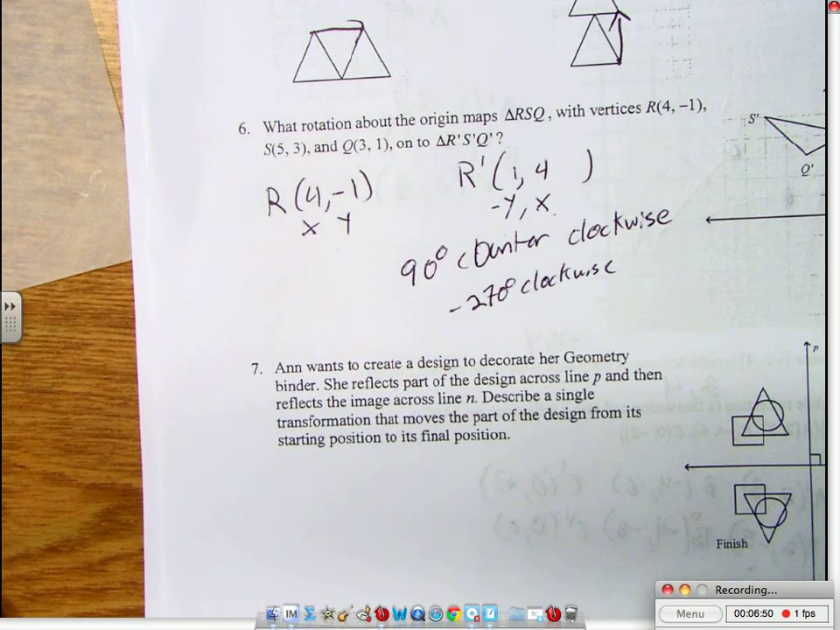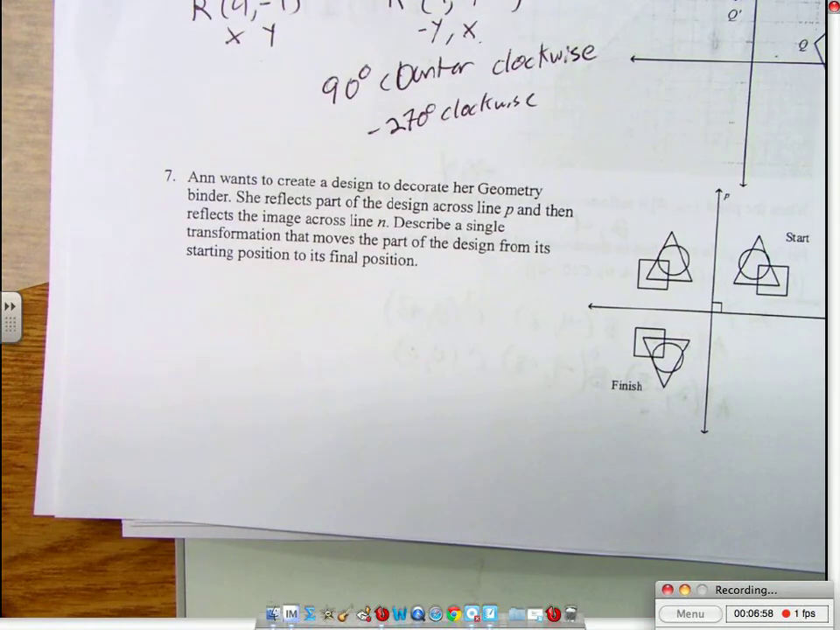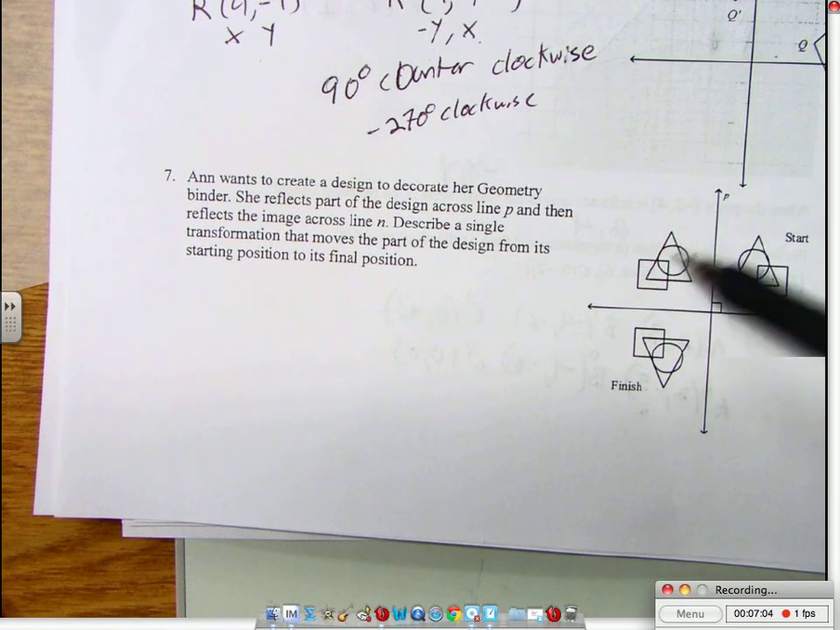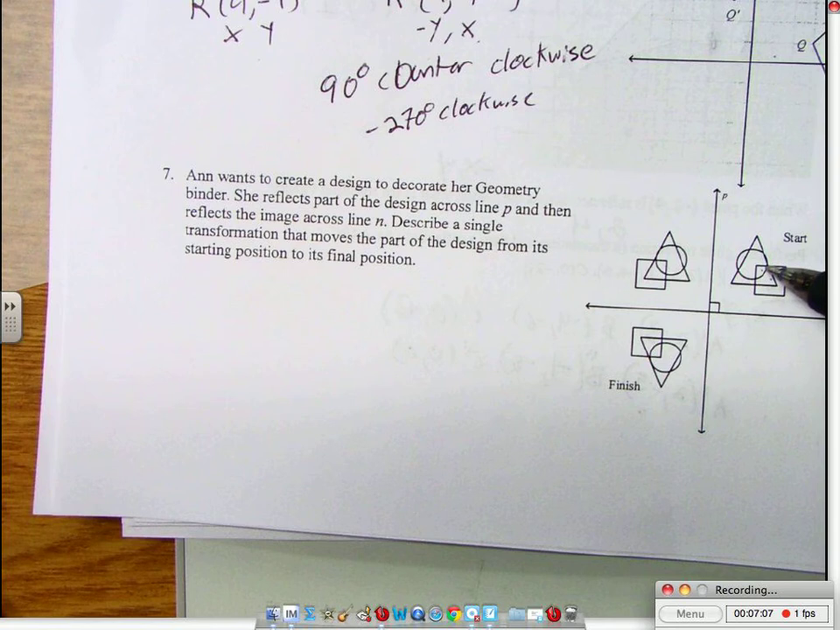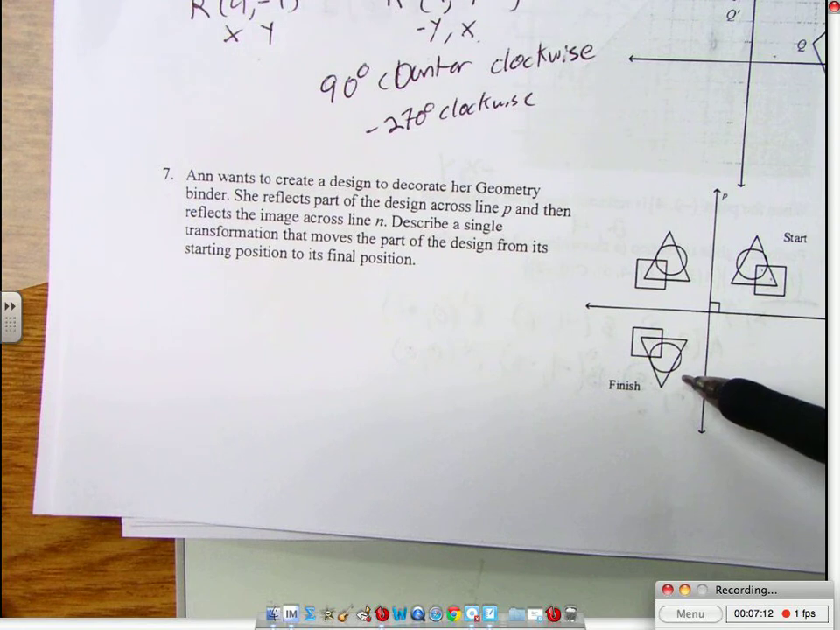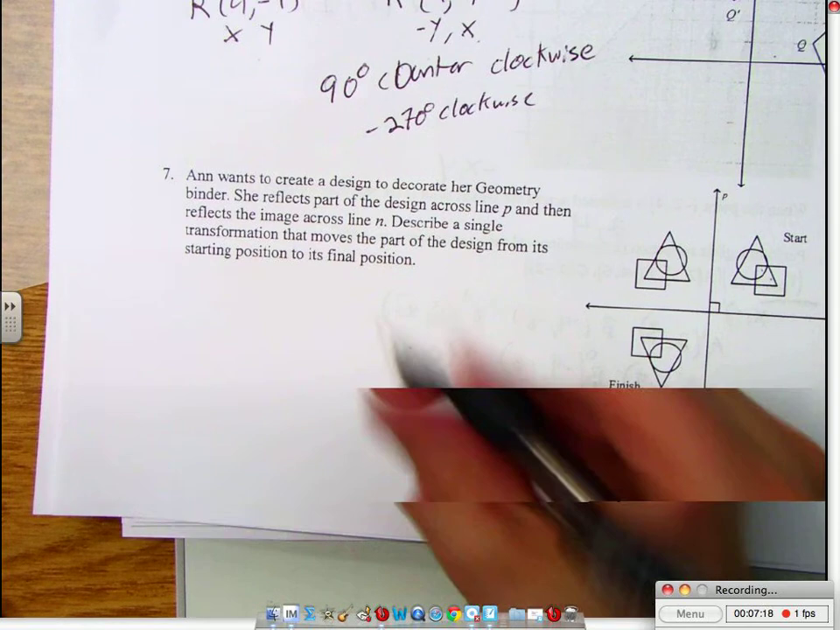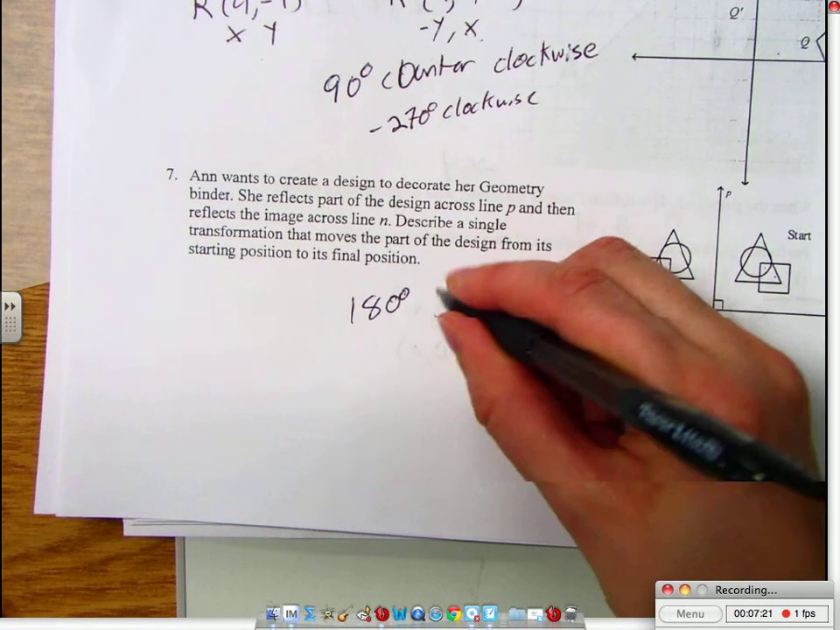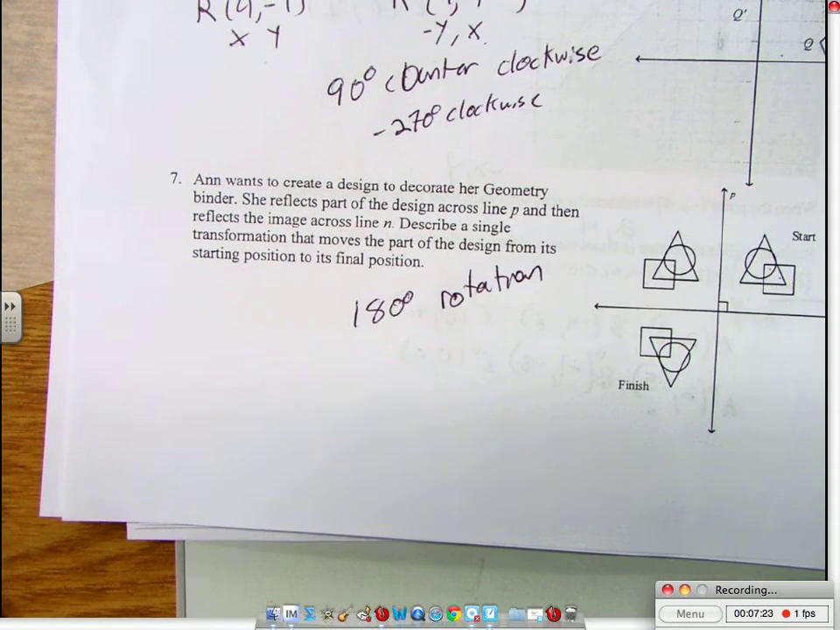All right, looking at number 7. What is going on here? If I want to go from start to finish, so she reflected over the y-axis, then she reflected over the x-axis. If I wanted to go from the start to the finish, what would I do and skip the middle? Which is what kind of thing? 180 degree rotation, yes. Does 180 degrees matter which way it's going, counter or clock? No, because it ends up at the same spot.